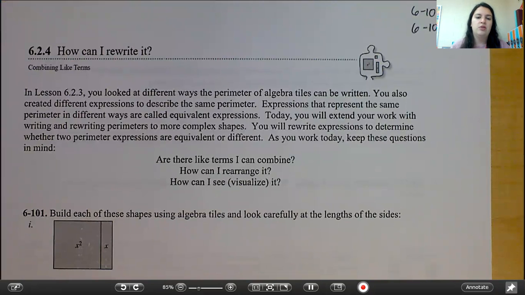As you work today, keep these questions in mind. Are there like terms I can combine? How can I rearrange it? How can I visualize it?